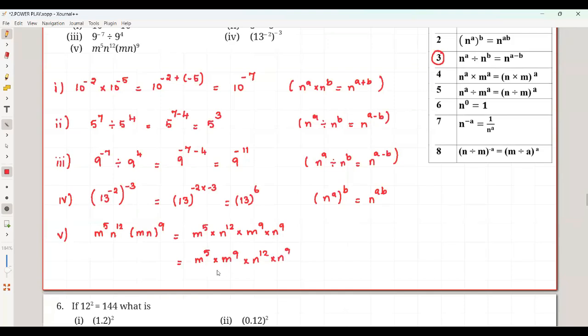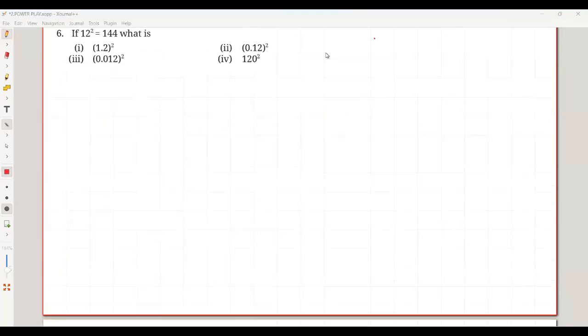Now both are having the same base. So keep the same base and add the power. That is m to the power 5 plus 9 into n to the power 12 plus 9. So that implies m to the power 14 into n to the power 21. Okay, so this is the answer. M power 14 into n power 21 is the answer.